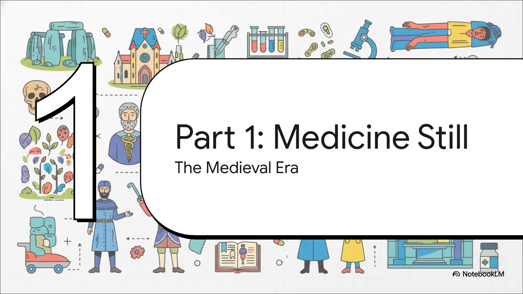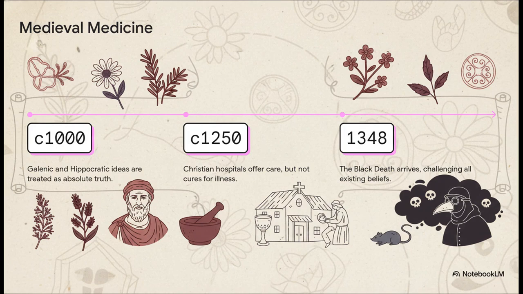Part 1 takes us way back to the medieval period. And this was an era where medicine was pretty much dominated by ancient ideas, by tradition, and by religion. For centuries, progress was, to put it mildly, incredibly slow. For hundreds of years, the medical world was basically frozen in time. The ideas of this ancient Roman doctor, Galen, they were treated as absolute gospel. A big reason for this was that his work fit really neatly with the teachings of the church, which controlled pretty much all learning. Church-run hospitals offered comfort and care, kind of like a modern hospice, but they couldn't offer cures.